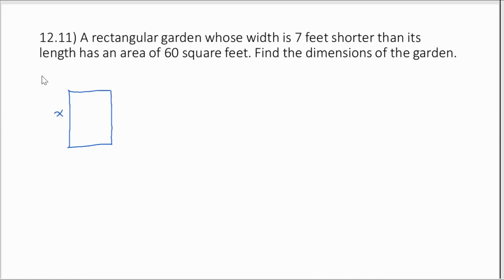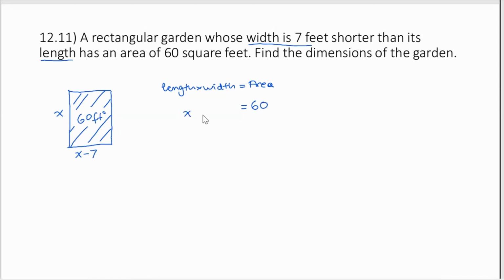If we call the length x, the width will be 7 feet shorter, which is going to be x minus 7. And we are given the area is 60 square feet. So we can just use the formula for the area. The length times width will give us the area. The area is given as 60. The length, we called it x, and the width is x minus 7. So we will end up with this equation: x times (x minus 7) equals 60.